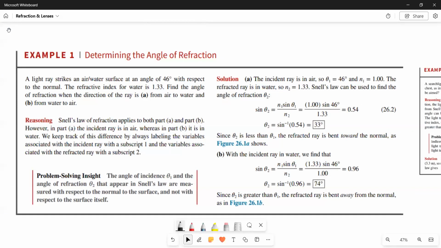Let's look at a simple example. So you're determining the angle of refraction. They're telling you here that a light ray strikes a boundary, air and water, just like the previous diagram we had. We can actually draw that diagram in just a moment. I think I should make some space for that.